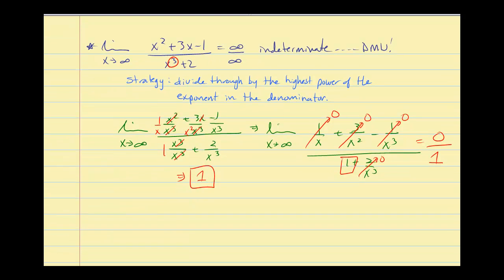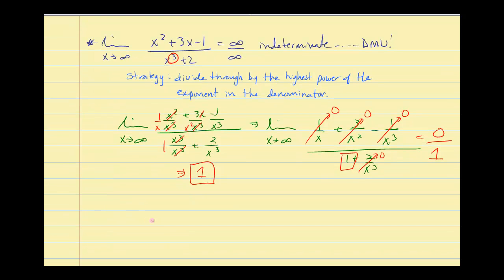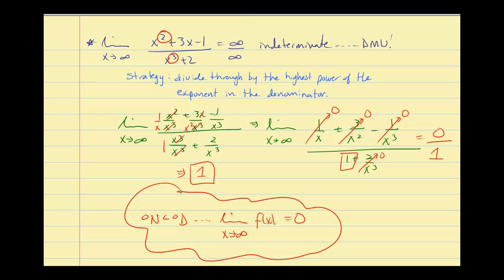Okay, well what shortcut rule could we come up with here? In this particular case, the degree in the numerator is a 2, the degree in the denominator is a 3. So the degree in the numerator is less than the degree in the denominator. This means that the limit as x approaches infinity of the function will always equal 0. Because the denominator is increasing faster than the numerator, the overall fraction goes towards 0. So here's another one that you'll want to remember.